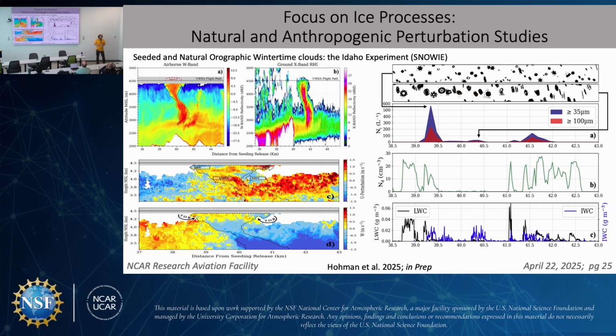So we have pristine crystals in the center of the cloud that are falling out of the cloud. Then towards the edges of the cloud, we have smaller crystals with much higher concentrations that look to be a mix of pristine crystals and lightly rimed crystals, as much as we can tell from the OAP images that we have.